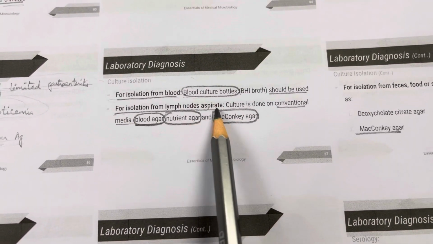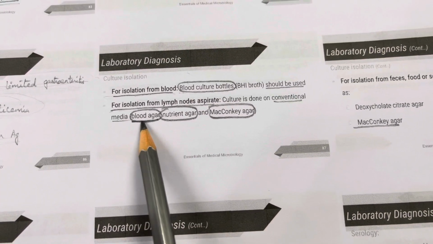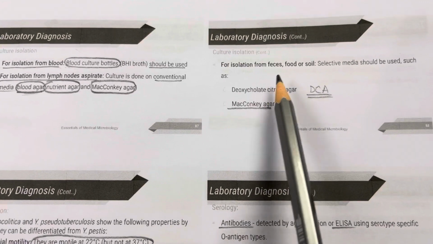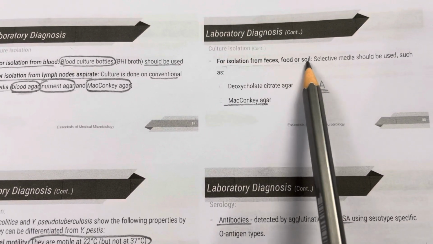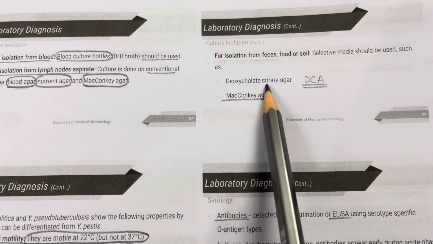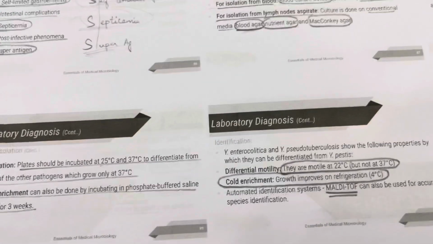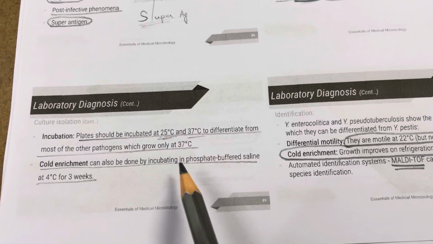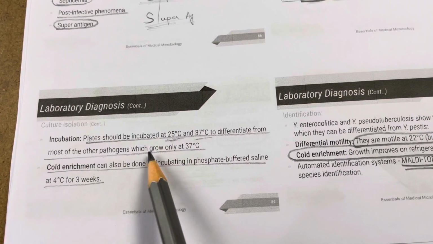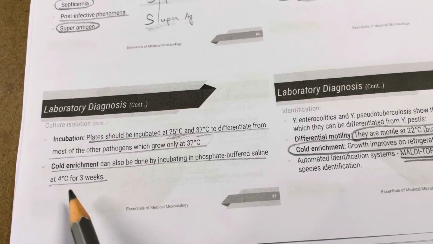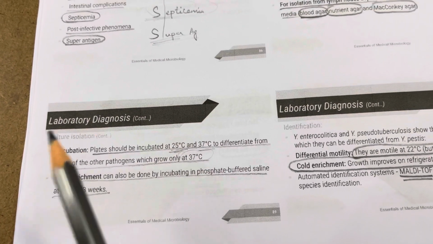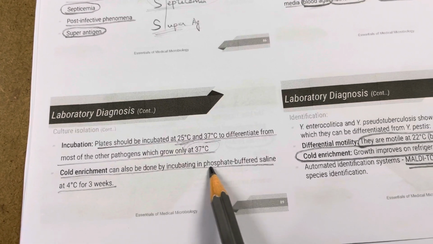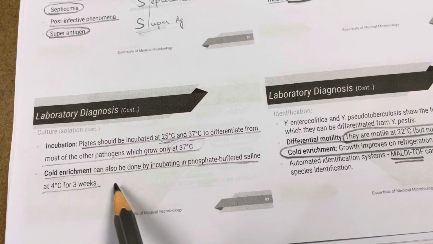For isolation from lymph node aspirate, culture is done on conventional media, such as blood agar, nutrient agar, and MacConkey agar. MacConkey agar is also selective. For isolation from feces, food, or soil, selective media is used, such as deoxycholate citrate agar, DC agar, and MacConkey agar. Plates should be incubated both at 25 degrees and 37 degrees Celsius to differentiate it from most of the other pathogens, which grow only at 37 degrees Celsius. Cold enrichment: Yersinia likes cold countries, right? So cold enrichment can also be done by incubating in phosphate buffered saline at 4 degrees Celsius for 3 weeks.